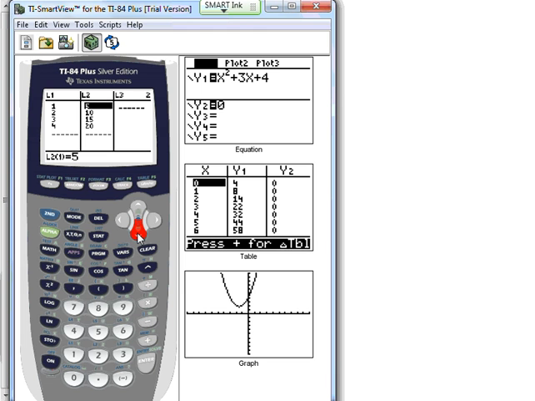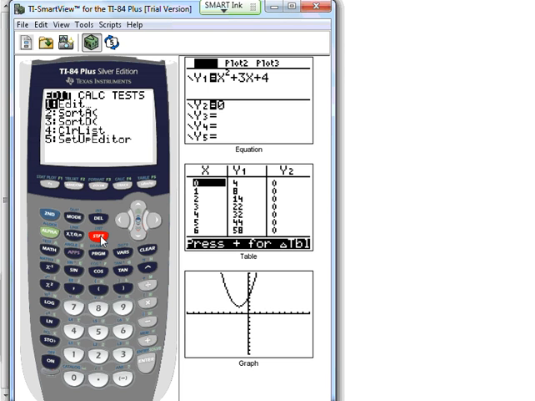Raise your hand if you're this far. You've got your data in. All right, good. Then, next step, hit stat. Do you remember where it is? It's under calculate. Go over to calculate. And which one is it? Number 4, the Lin Reg one.